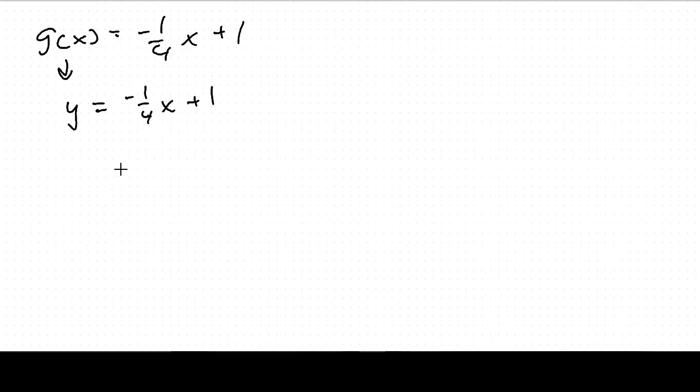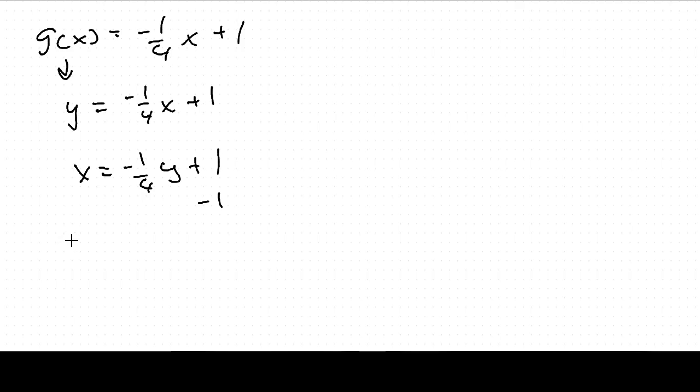Okay, so we got g of x is equal to negative 4 x plus 1. The first thing that I do is I change this to a y. And then to do my inverse function, I switch where the x and the y's are. So I'm going to say that x is equal to negative 1/4 y plus 1. And then I'm going to solve that equation for y.